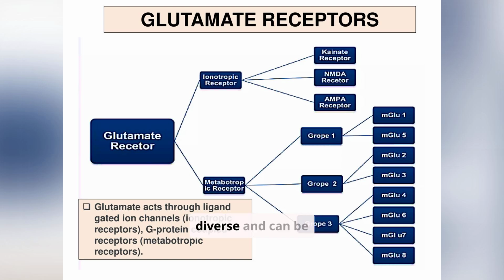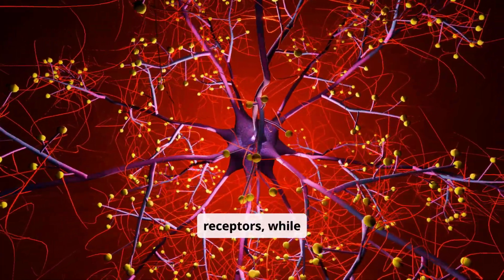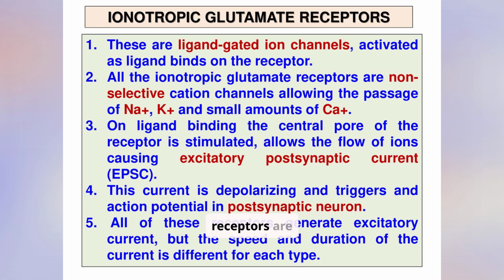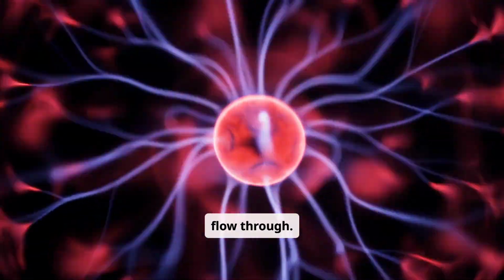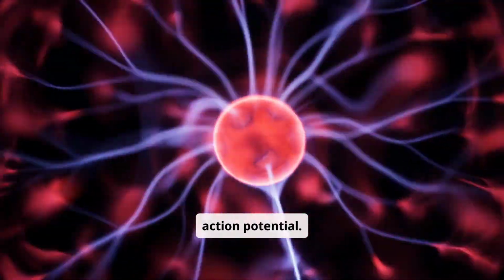Glutamate receptors are diverse and can be broadly classified into ionotropic and metabotropic types. Ionotropic receptors include AMPA, NMDA, and kainate receptors, while metabotropic receptors are divided into 3 groups. Ionotropic glutamate receptors are ligand-gated ion channels. When glutamate binds, the channel opens, allowing ions like Na+, K+, and Ca2+ to flow through. This generates an excitatory postsynaptic current, triggering an action potential.